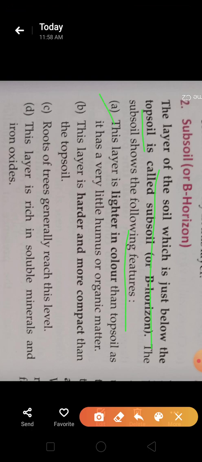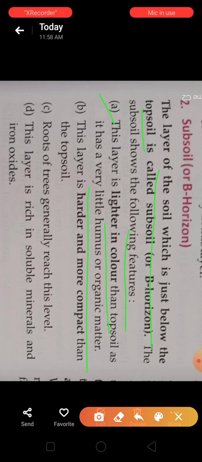Number 1, this layer is lighter in color than topsoil, as it has very little humus or organic matter. Second, it is harder and more compact than the topsoil, a little harder there. Okay, roots of the trees generally reach to this level.